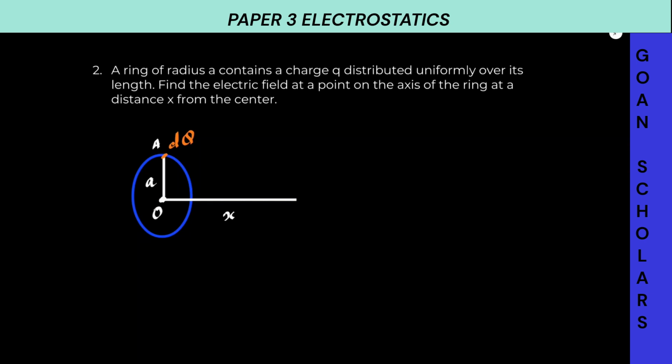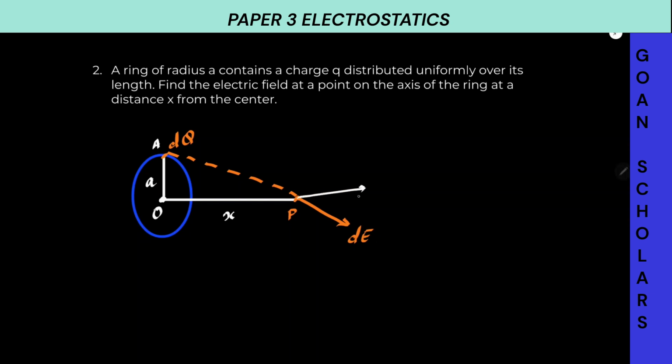And due to the small piece of charge, at any point P, the field will be what? The field will be radially outward, right? So let's join this small charge and point P, and at this point the field will be radially outward. But since the charge is dq, the field will also be dE. It won't be the total electric field, right? We will integrate this dq to get the total field at point P.